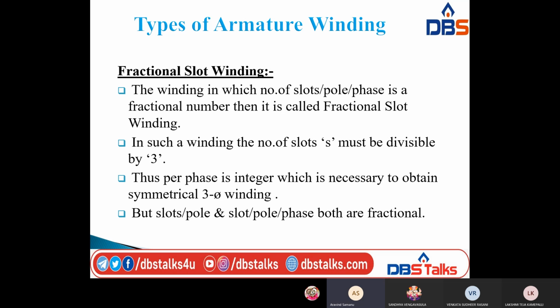Here slots per pole and slots per pole per phase are both fractional. The winding in which the M number is fractional is called fractional slot winding. So these are the different types of armature windings and different terminologies used in armature winding. Okay, thank you.